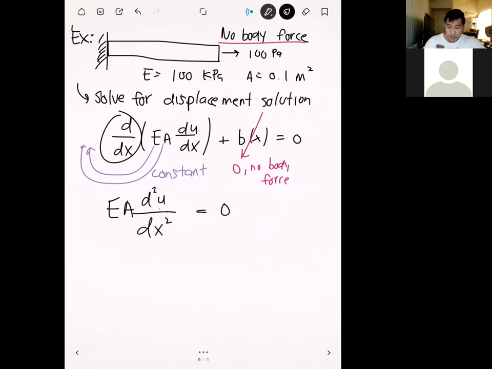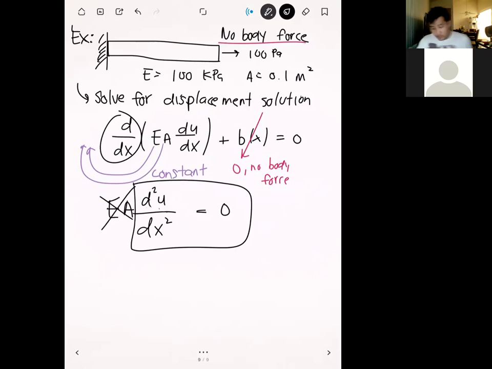Right. And so since this whole thing is equal to 0, we can go ahead and cancel out E times A, because we can just divide both sides by that. And then what we're left with is just d squared u dx squared is equal to 0. Right, so we have a very simple differential equation here. So we don't need to apply any kind of characteristic equation, solve roots, or anything like that. And so what we can simply do here is integrate this twice in order to find the solution.